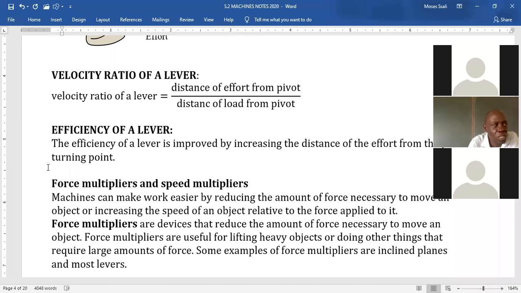Levers in most cases, if you have observed, they have a pivot, they have a turning point. The best way to increase the efficiency of any lever is to place the effort as far away from the pivot as possible. You increase the distance of the effort from the pivot. How do we handle this?